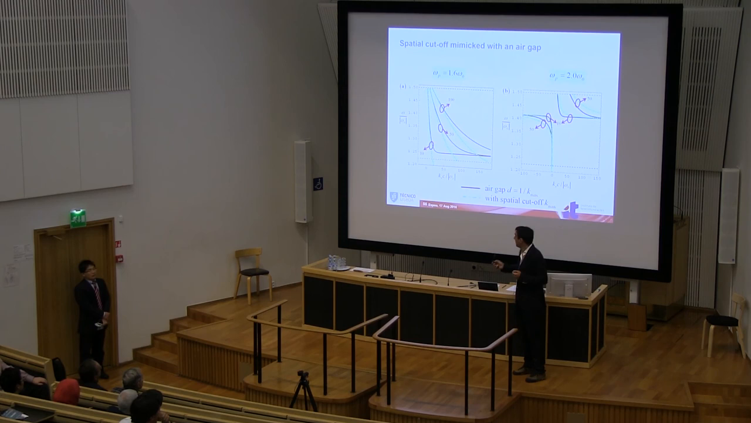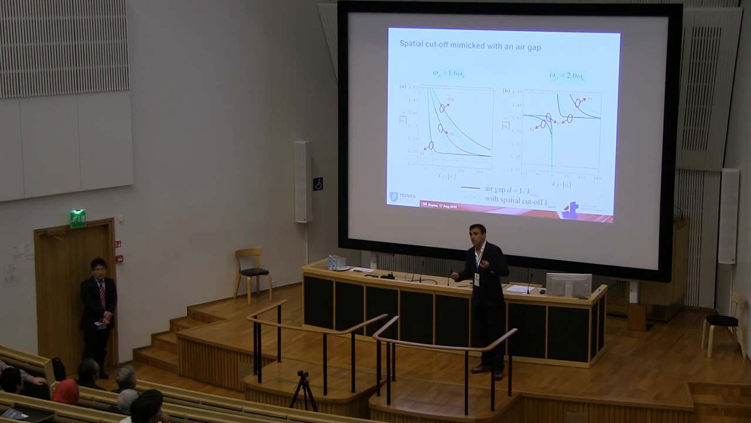And by the way, this green line is the exact solution of the problem, taking into account the cutoff. So basically, it's like a spatially dispersive material, and you are taking everything into account. When you really have the cutoff and model everything self-consistently, you get the unidirectional edge states. If you don't do that, you don't even have edge states. If you put the air gap, you can mimic it. So this is the main point.